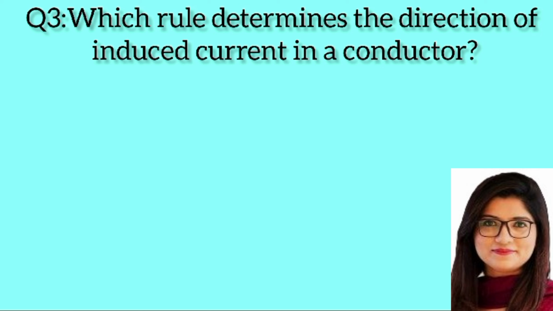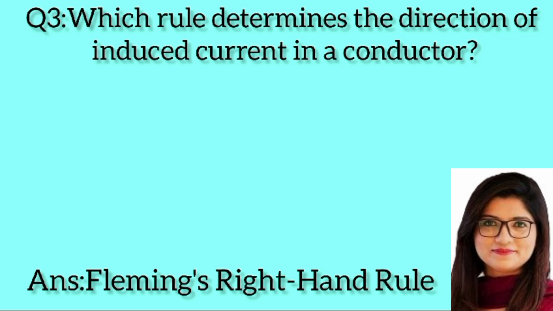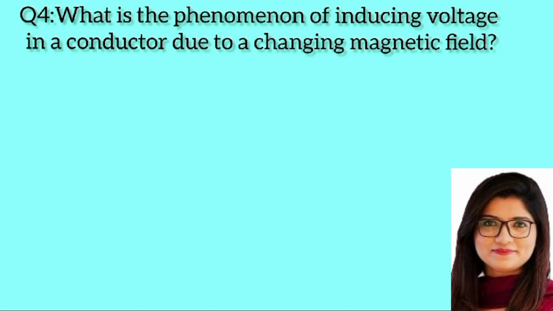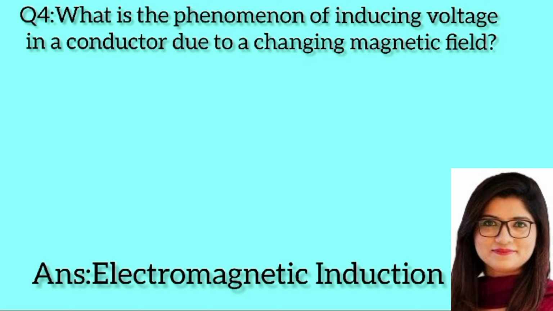Question 3. Which rule determines the direction of induced current in a conductor? Answer: Fleming's right hand rule. Question 4. What is the phenomenon of inducing voltage in a conductor due to a changing magnetic field? Answer: electromagnetic induction.